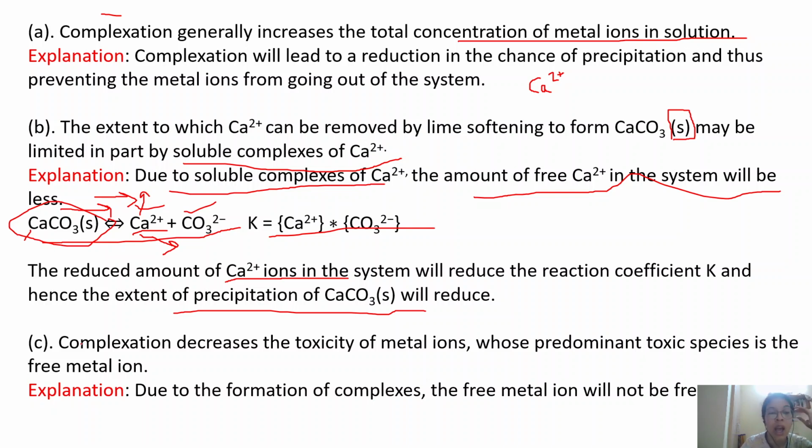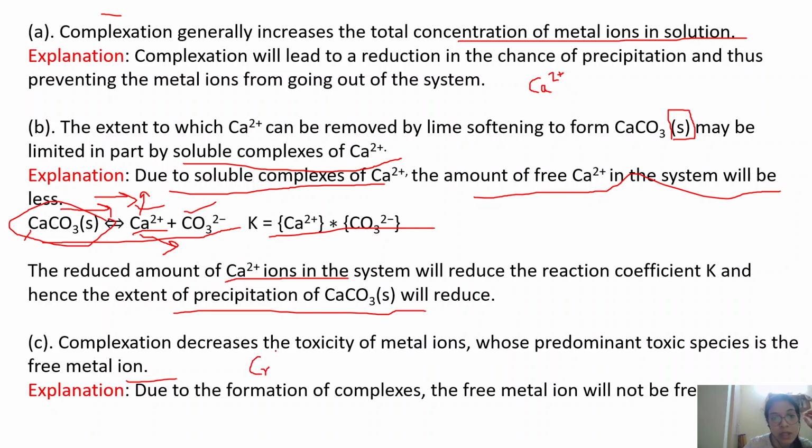Option C is: complexation decreases the toxicity of metal ions whose predominant toxic species is the free metal ion. So what is the toxic species? It is the free metal ion which is toxic. However, when those are forming complexes, they are no more toxic, because we say we have considered, like, let's talk about chromium.